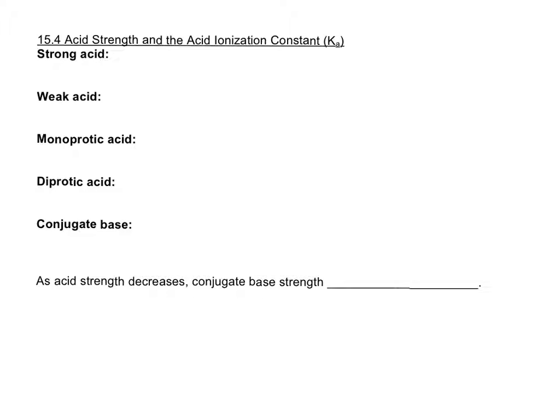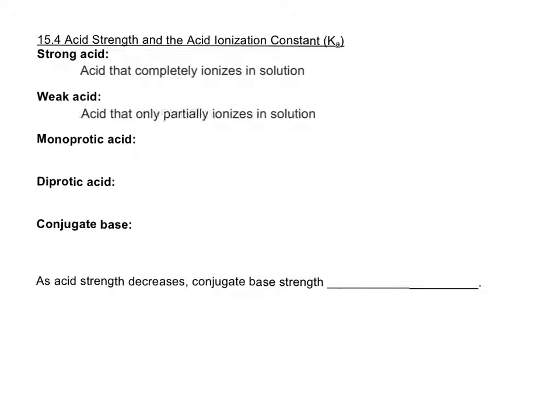covered before. But a strong acid is an acid that completely ionizes in solution, meaning there's none of the original acid left in solution. It's all broken apart into, for example, for HCl, it would be all broken up into H plus and Cl minus. You're not going to find any intact HCl in the solution. A weak acid only partially ionizes, so there'll be some of the original acid left and also some of the ions where it's broken apart.